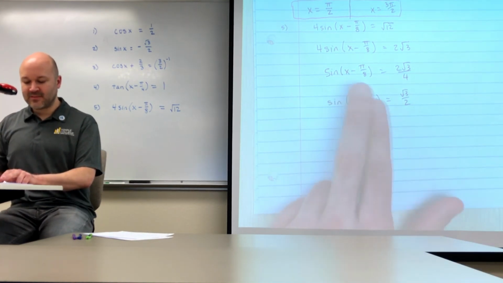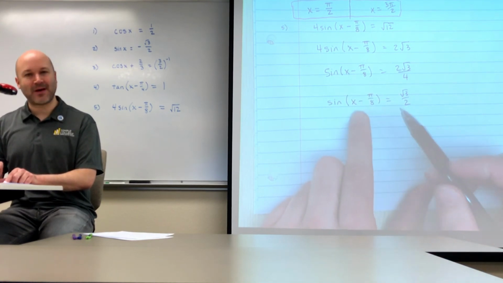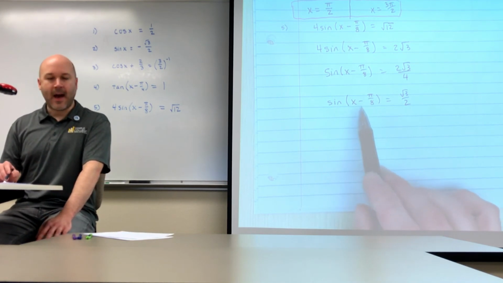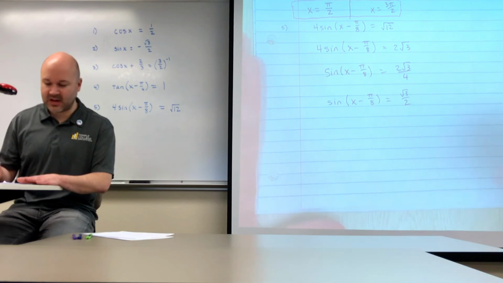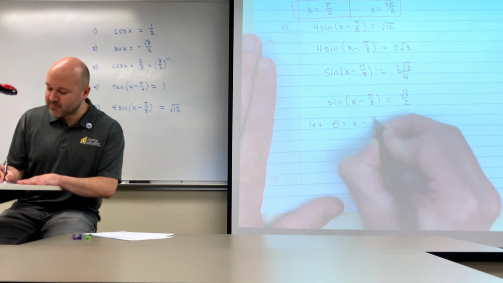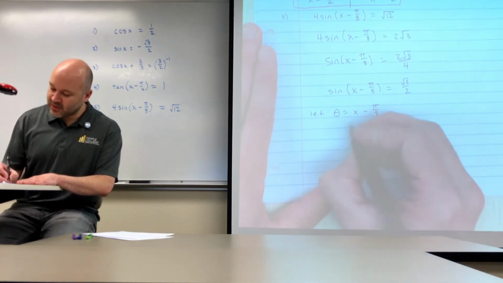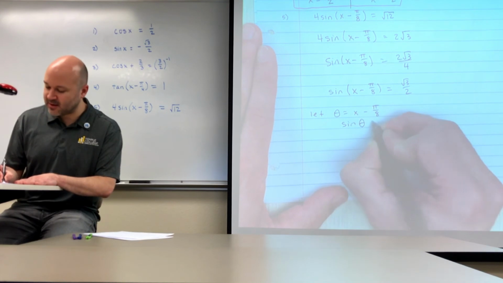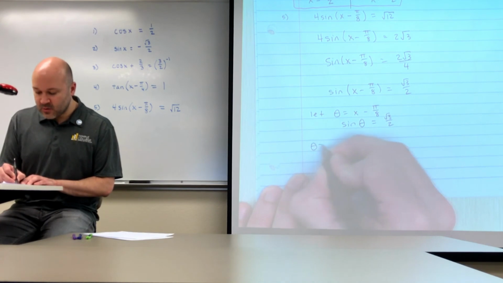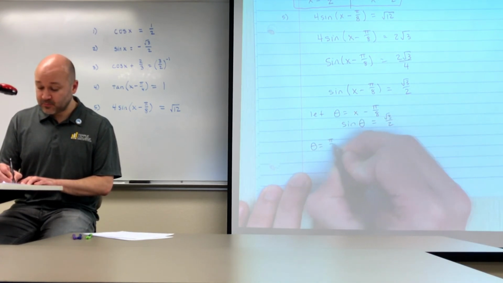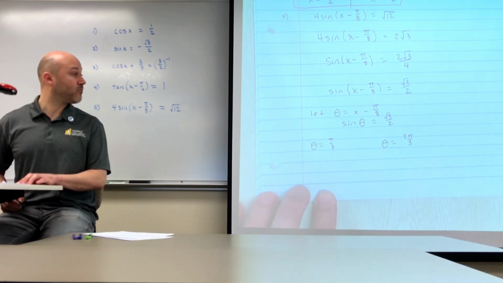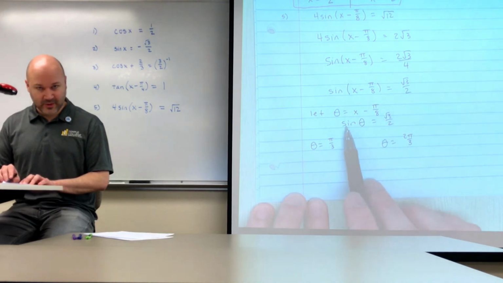But that's if I had just an x in here. I've got an x minus pi eighths. So again, with this phase shift, or my argument that's not quite just x, I'm going to introduce another variable. I'll use theta again. I'm going to let theta equal this x minus pi eighths. So then I have sine of theta equals the root of 3 over 2. And now I can answer that question. Theta would be pi thirds, and theta would be 2 pi thirds. That would make this equation true.